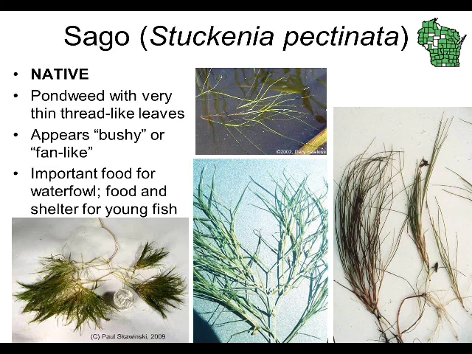Another very common plant, this is Sago pondweed. It has these very long, thread-like leaves. They almost look like pine needles. And when you look at it in the water, it tends to have this bushy appearance. Another common name for it is actually bushy pondweed.